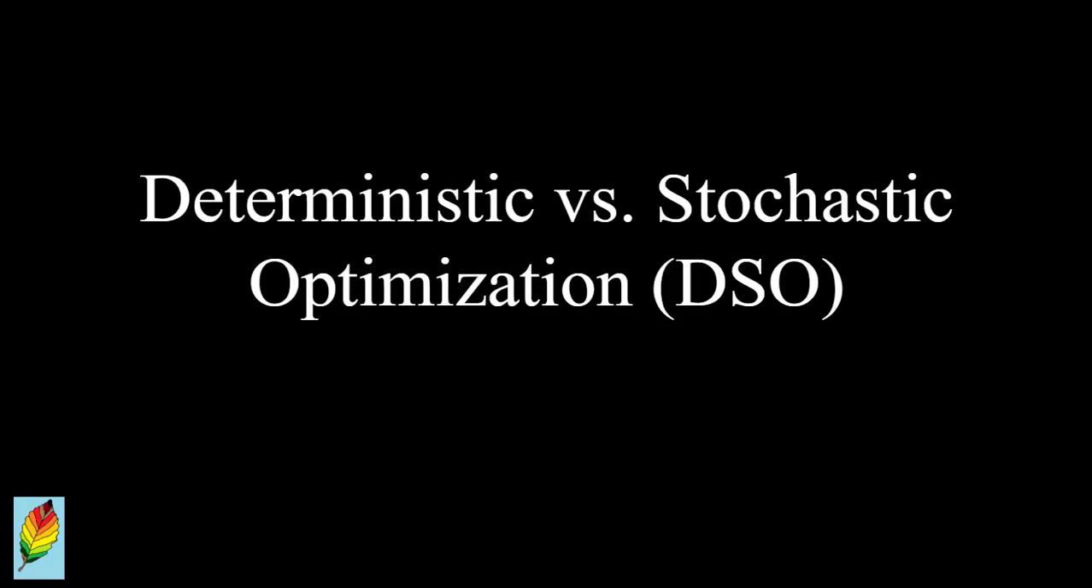In this video, we will compare and contrast deterministic versus stochastic optimization. Much like distinguishing between continuous or discrete optimization, distinguishing between deterministic and stochastic optimization has to do with the nature of the provided data.